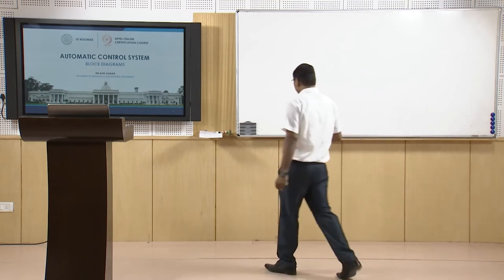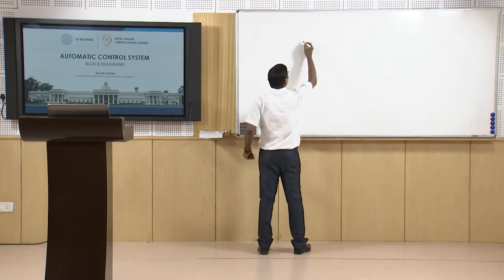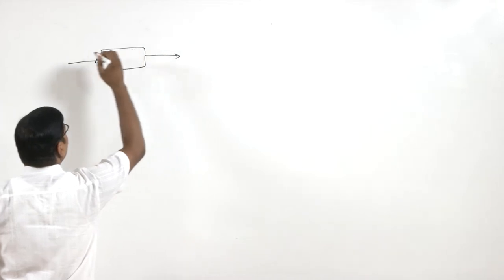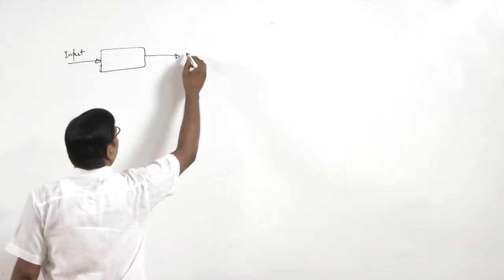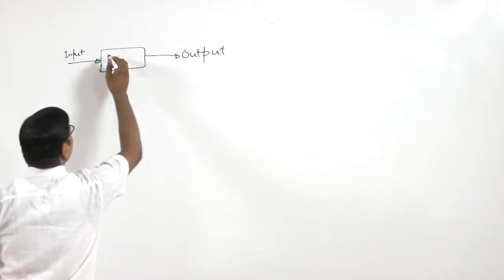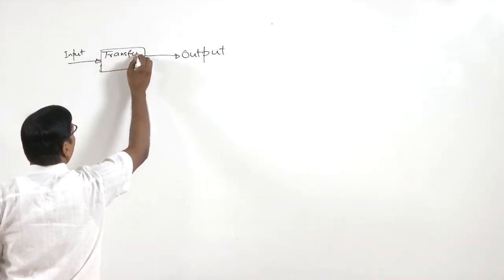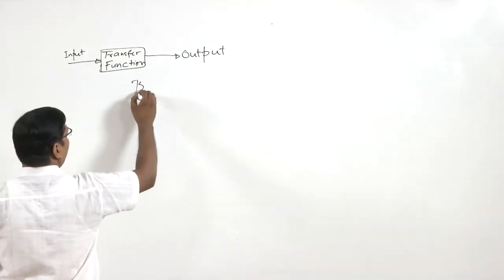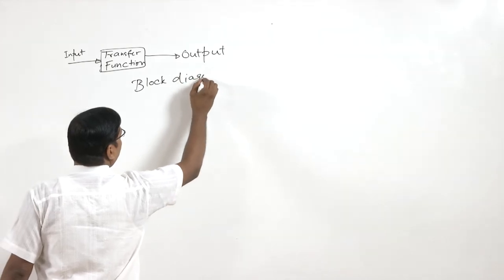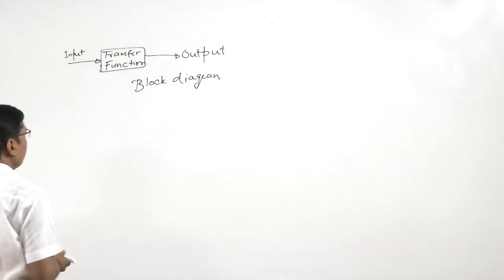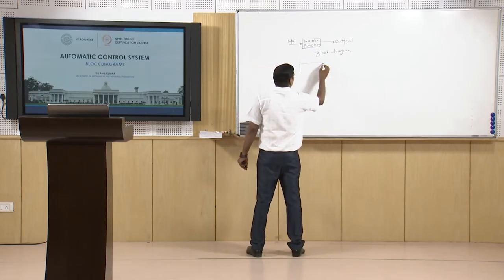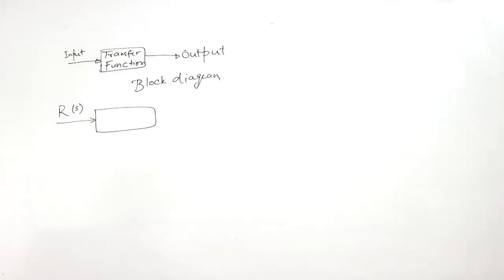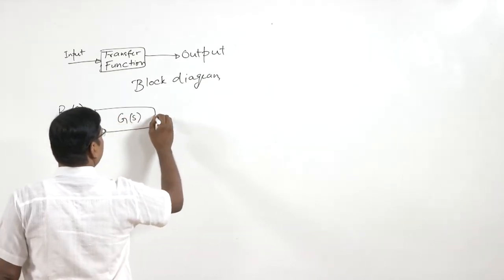So we can represent this block diagram as follows. This is the block, this is the input, this is the output, and this is the transfer function. And this is what we call the block diagram. So let's say here is some input R(s), this is the transfer function G(s), and this is the output C(s).